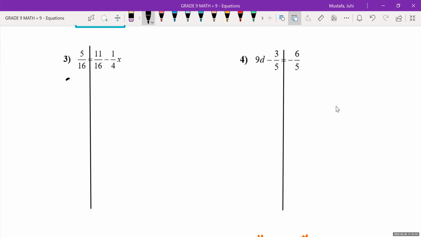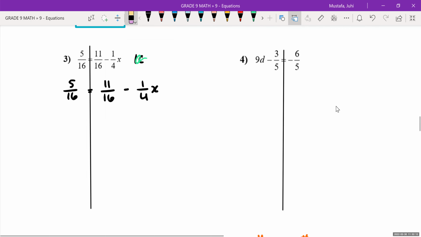So we have 5 over 16 is equal to 11 over 16 minus 1 over 4x. Looking at the denominators of all of them, nothing is working. Everything is broken. Why?